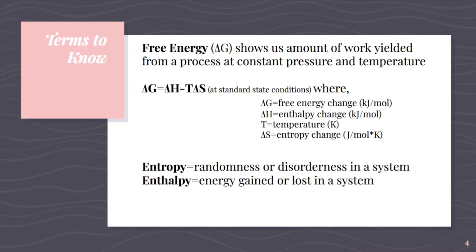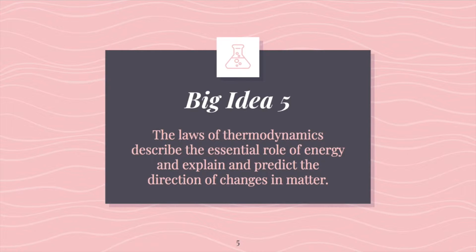Delta G shows us the amount of work yielded from a process at constant pressure and temperature. We use the equation delta G equals delta H minus T delta S, where delta G equals free energy change, delta H equals enthalpy change, T equals temperature, and delta S equals entropy change. Entropy means disorder in a system, and enthalpy equals energy gained or lost in a system.